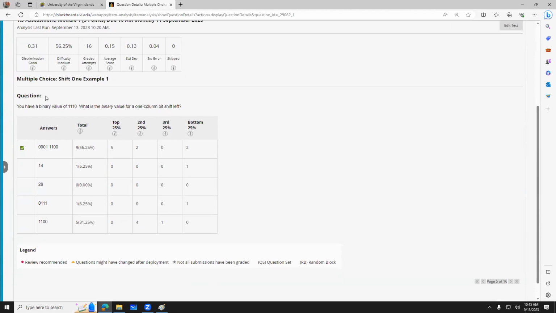Similar kind of question. You have a binary value of 1110. What is the binary value for a one column bit shift left? Well, if I take this and slide it once to the left, now I have a new nibble, 0001. It's asking for the binary value, not the decimal or hex value. And I have 1100, right? So the only answer that has two D words or two nibbles is the first one. It's the only thing it can be. Does that make sense?